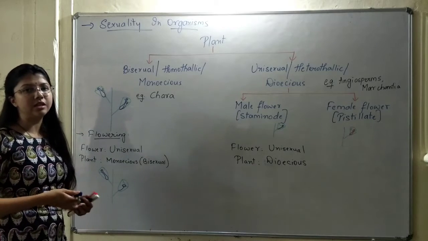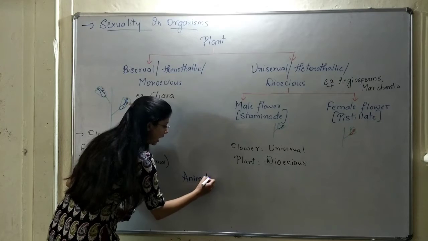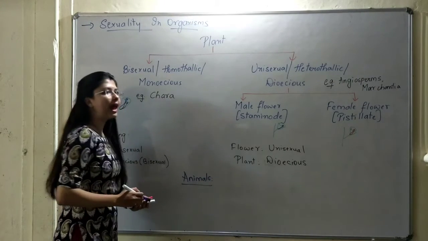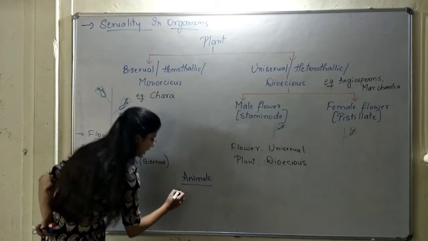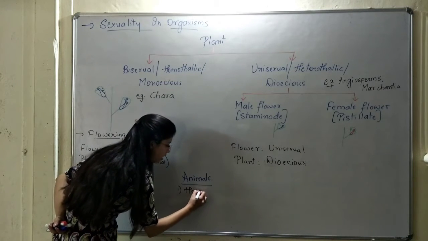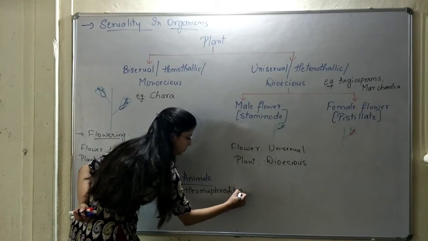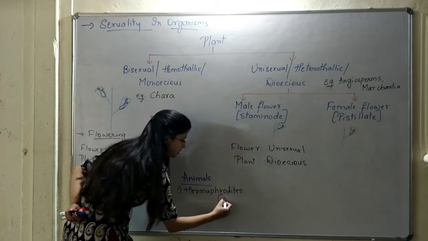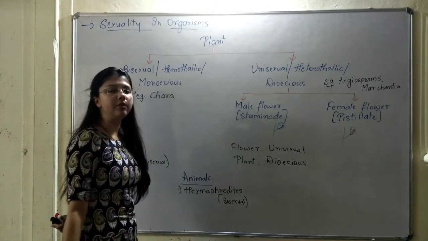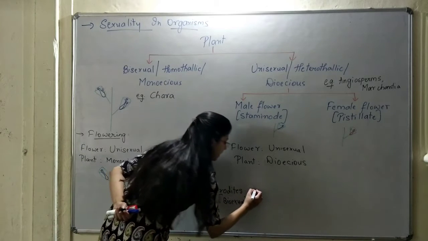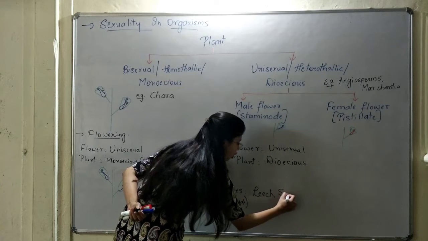But what about sexuality in animals? We will also find that there are many animals which have both male and female reproductive systems within the same body. So those organisms are called hermaphrodites. That means, in simple terms, they are bisexual. They have both male and female reproductive systems. Examples of organisms which come under these are leech and sponge.